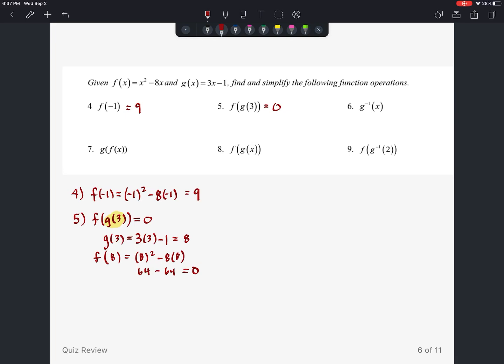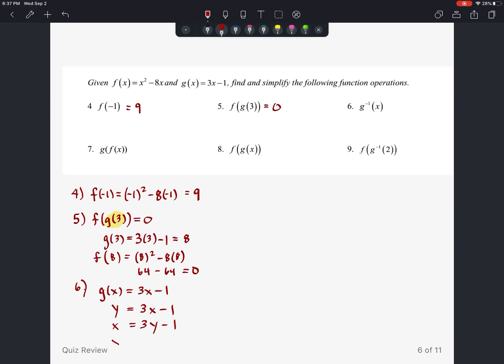Number 6 is asking for the inverse of function g of x. So we're looking for the inverse of that function. If we think about g of x is equal to 3x minus 1, think about your g of x as y. We have y equals 3x minus 1. We're just going to do the part here where we switch our x's and y's, and then we'll just resolve it for y.